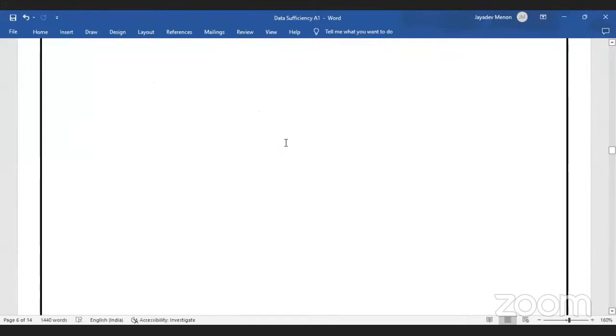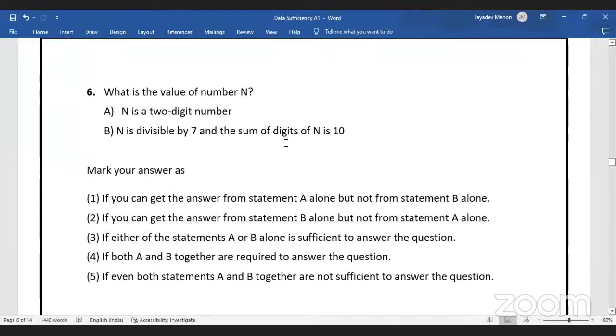Next question. Sorry, it is not option 2. Yes, very good, Sachu. Option 5 is correct. The answer is option 5. Very good, Devika.